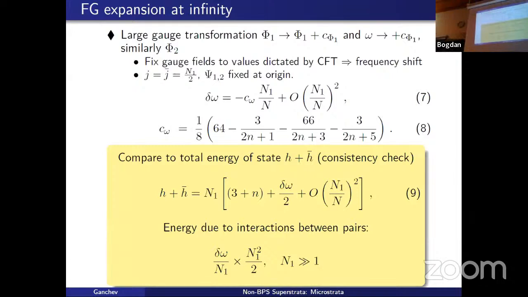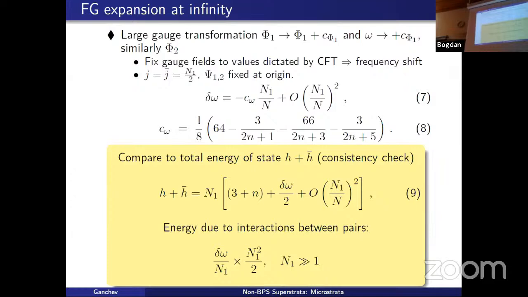Now, this thing cannot be derived on the CFT side currently. At least we're not aware how to do this, especially given that we're considering a non-BPS state. But you can do some sanity check, namely, you look at the total energy of the state given by h plus h bar. You can derive this on the gravity side, and then you can wave your hands a little bit and argue what it should look like.